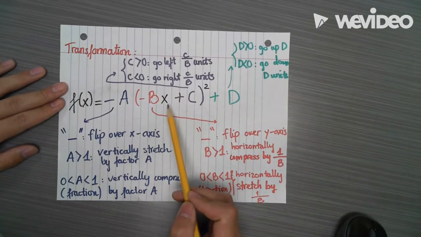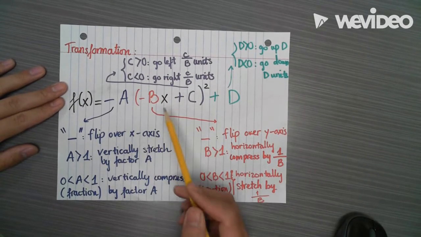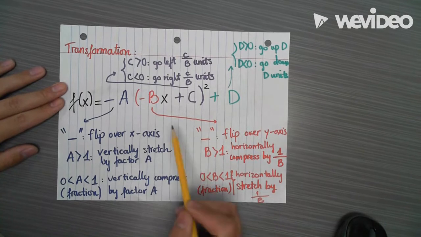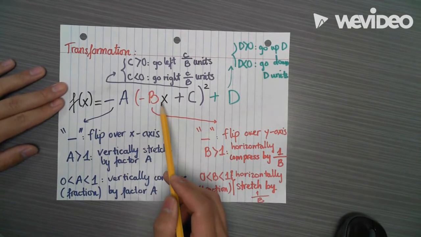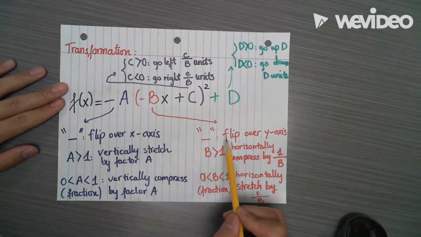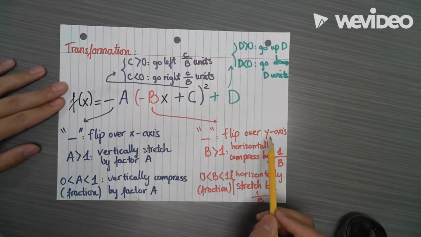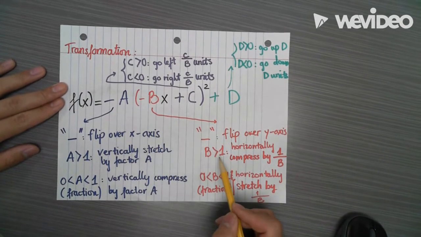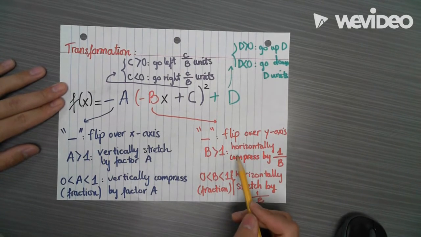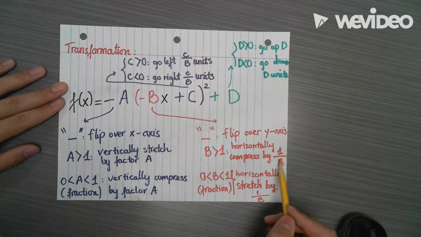If we multiply x by a number, it will affect the graph horizontally. If we have a negative sign in front of x inside the parentheses, then the graph will flip over the y-axis. And if we multiply x by b, and b is bigger than 1, the graph will horizontally compress by a factor of 1 over b.